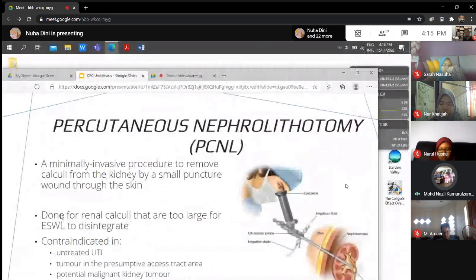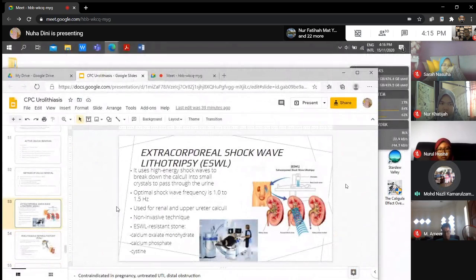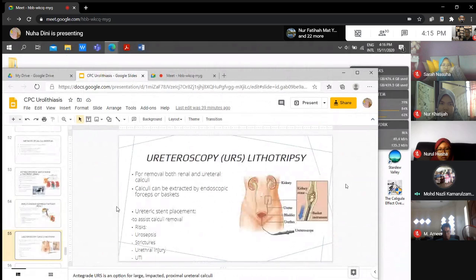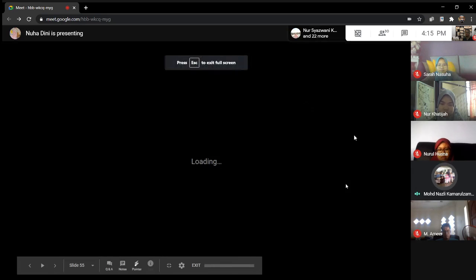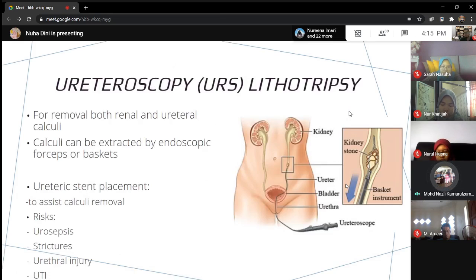Just before that, the slide before. Another one. Sorry. The flexible scope just now. This one. This is actually RIRS. But this picture shows the old technique, where they are using a basket. Nowadays, we use a laser as the energy source to break the stone. So we don't use the basket anymore, because pulling out the stone with a basket can cause ureteric trauma. Now we use a laser, we vaporize the stone, so the fragments will come out with urine without a need to pull out the stone with a basket like this.